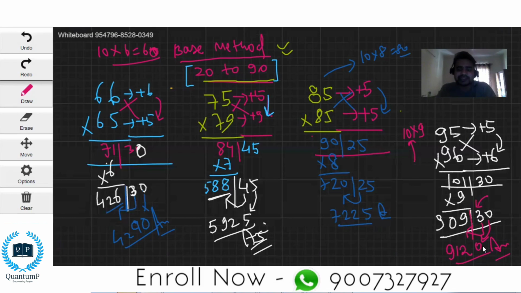In the next lesson we are going to see more fun, like we'll do 200 to 900 base, and we are going to use 100 main base as a kind of background. 100 base will run.